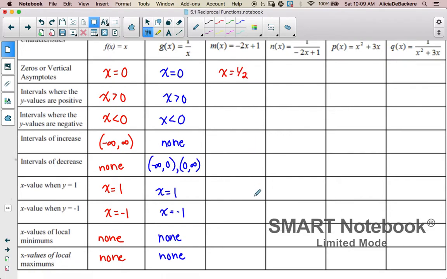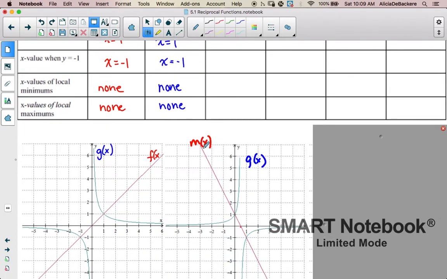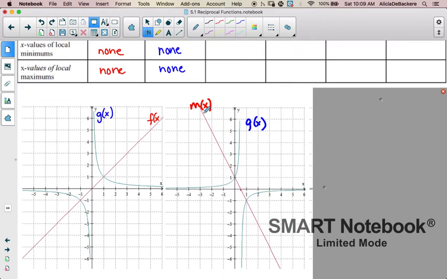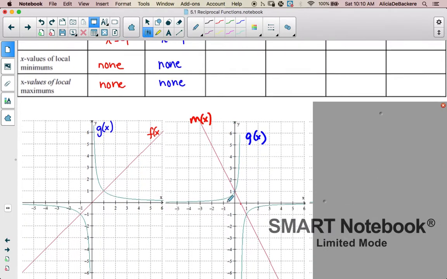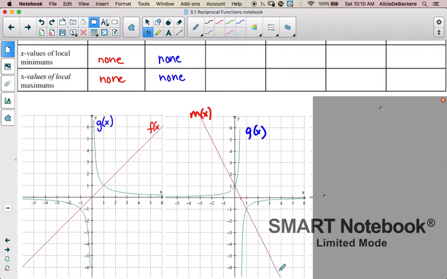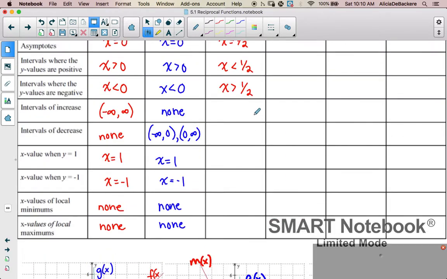And now we're looking for where is the graph above or below the x-axis. So the y values are positive everywhere less than 1/2. For everywhere x is less than 1/2. And then again, the y values are negative after that. So when x is less than 1/2, the y's are positive, and when x is bigger than 1/2, the y's are negative. Then intervals of increase and decrease. Along this line, the red line, it's always decreasing.